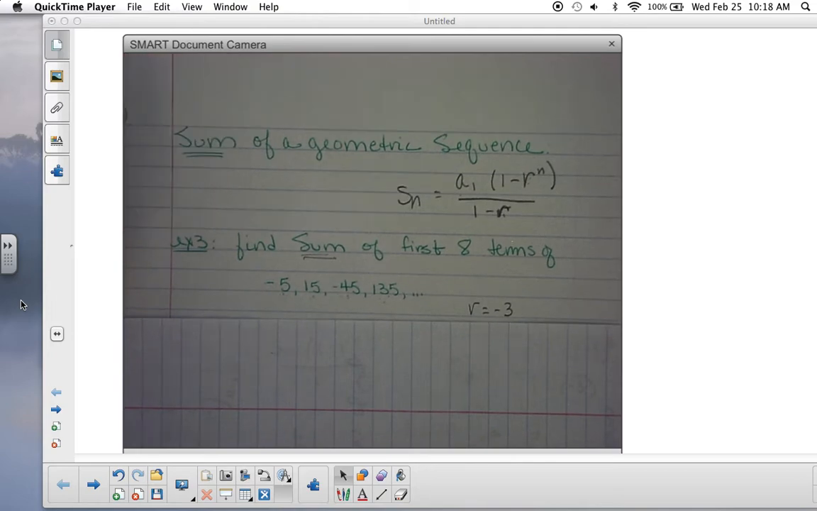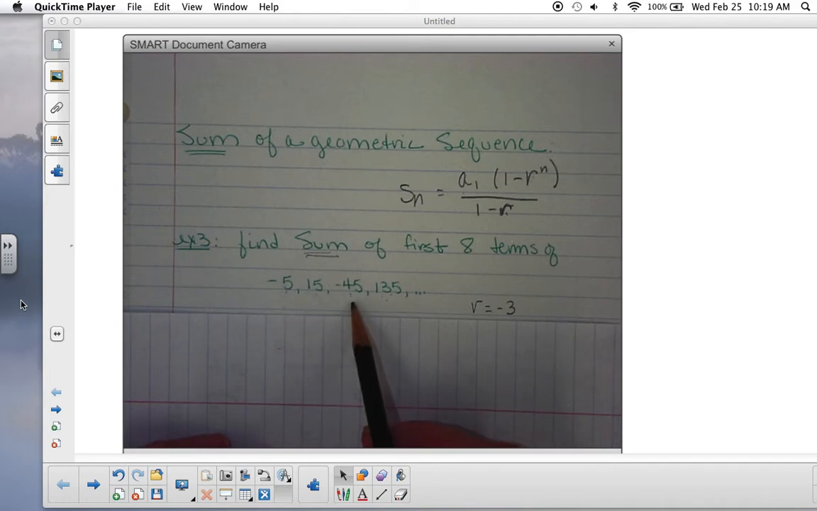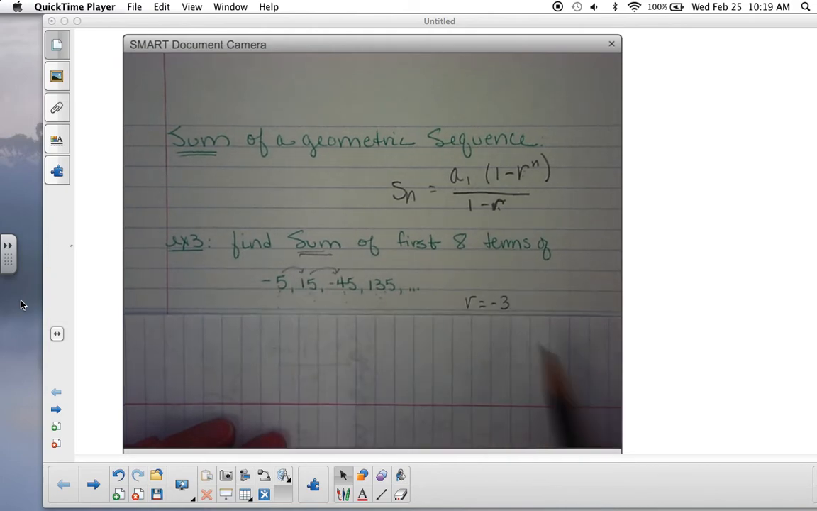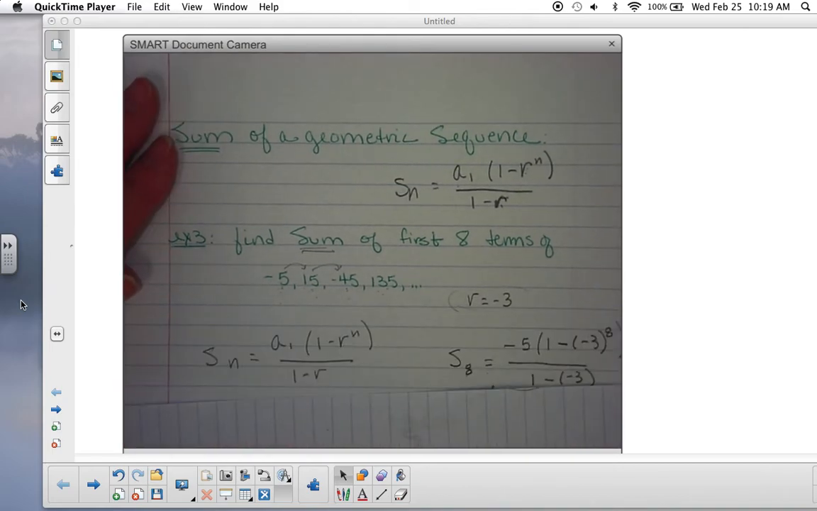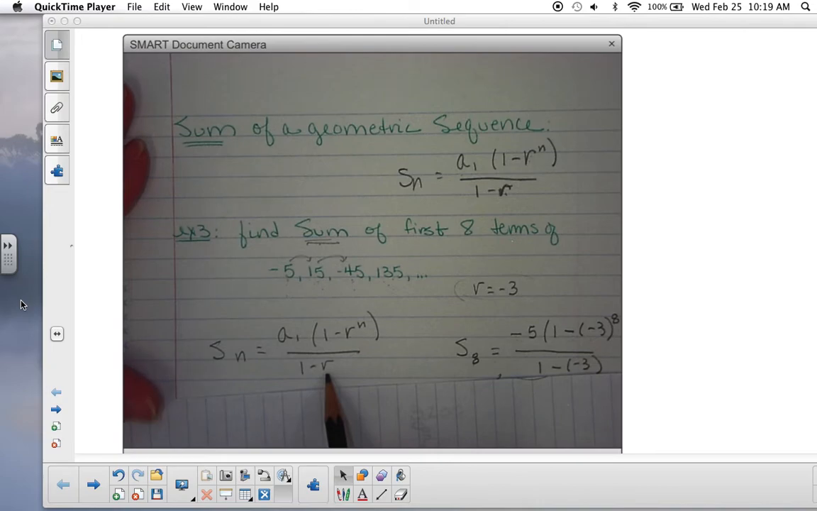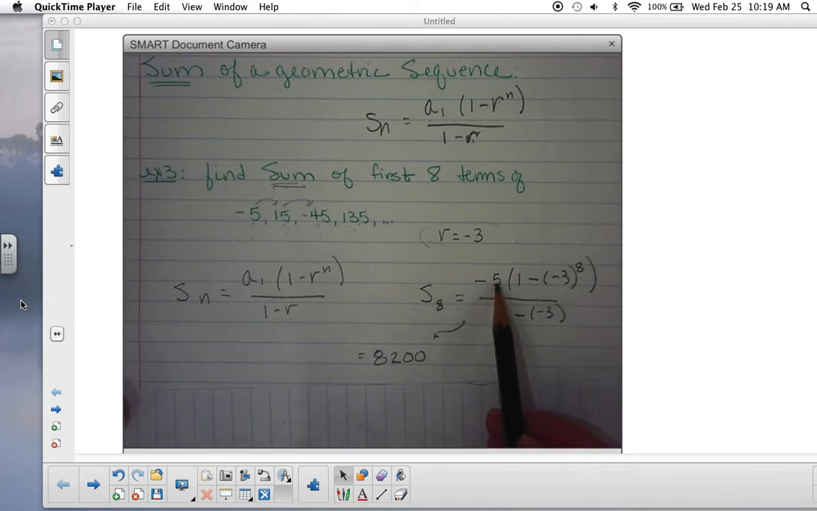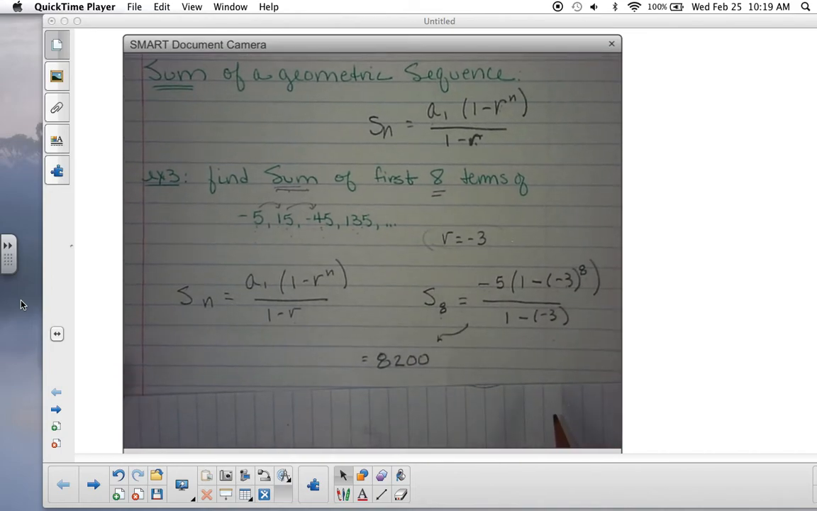So here's our first example. Find the sum of the first 8 terms of -5, 15, -45, 135, etc. So again, if you investigate what is happening term to term, my fixed ratio is -3. That's what I'm multiplying by. As soon as I see sum, I grab the sum formula right off the reference sheet. And I'm just going to put the -5 in for a1. I'm going to put -3 in for r and 8 in for n because they wanted the sum of the first 8 terms.